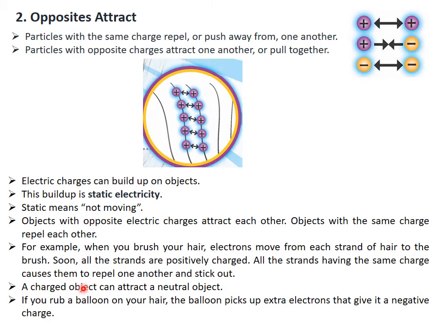A charged object can attract a neutral object. For example, if you rub a balloon on your hair, the balloon picks up extra electrons that give it a negative charge.